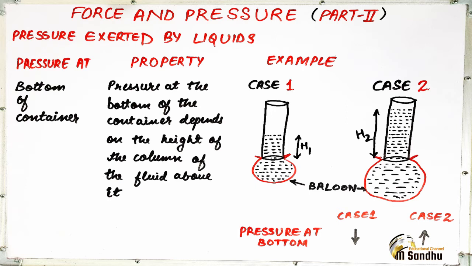The pressure exerted at the base in the second case is greater, as the height of the second column is greater than in the first case. In the first case, the height is H1, and in the second case, H2 is the height. So the pressure would be larger in the case of H2 and smaller in the case of H1. In this case, the pressure would be exerted at the bottom of the container.